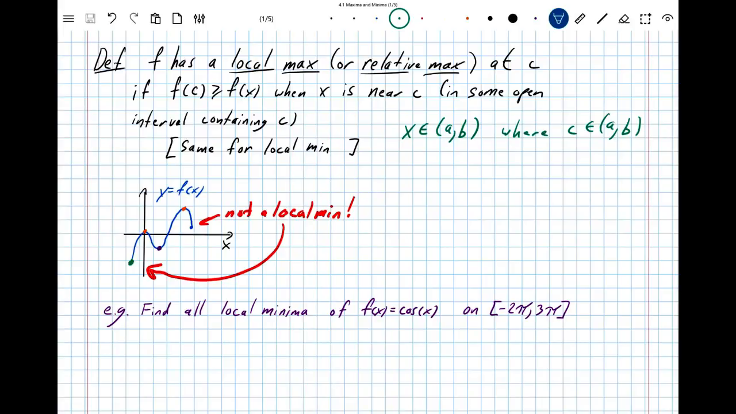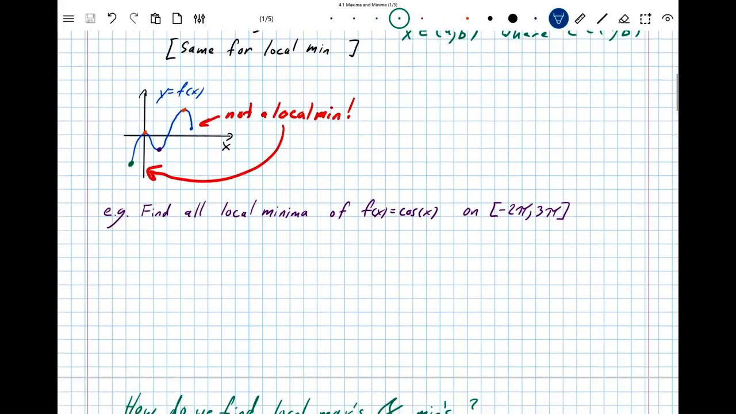Okay, let's do a quick example. Give it a shot here. Let's find all local minima of this fun function, f of x equals cosine of x on a given domain, negative 2 pi to 3 pi. I'm going to go ahead and not use calculus on this just yet. I'm going to just draw the darn thing. Give it a second, see if you can draw this too. I'm going to draw it on this domain, which is going to involve quite a few ups and downs.